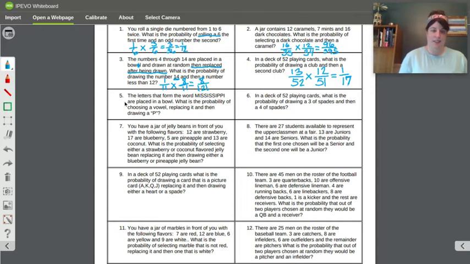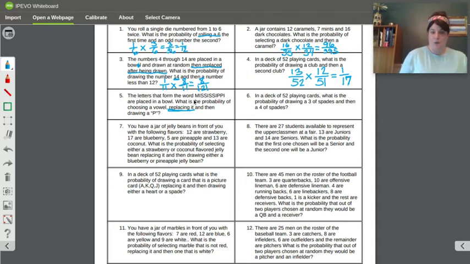All right, number 5. The letters that form the word Mississippi are placed in a bowl. What is the probability of choosing a vowel, replacing it, and then drawing a P? Okay, here's our key word here, replacing it.